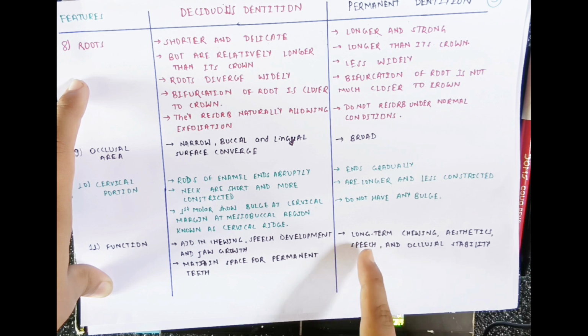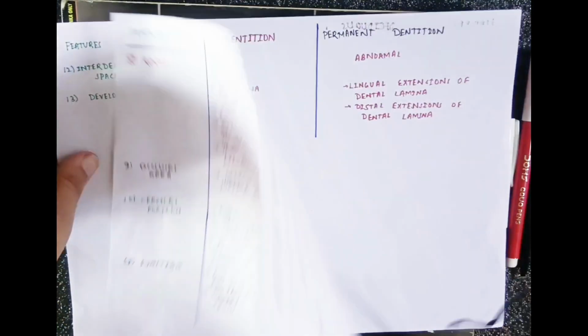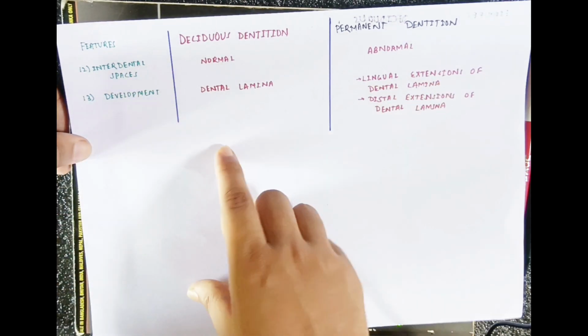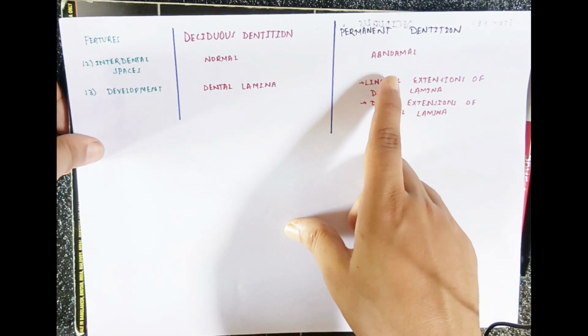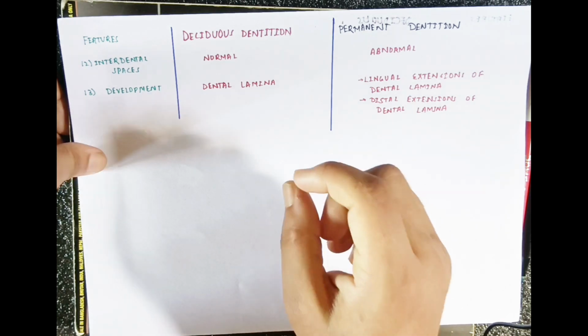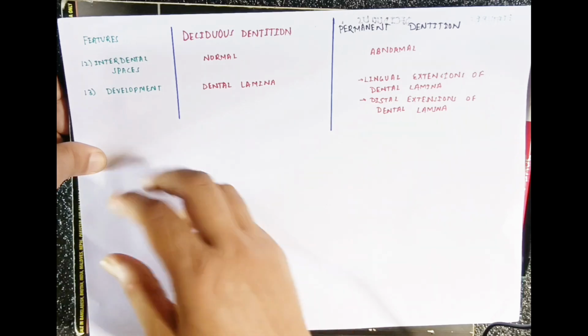The permanent dentition is quite involved with aesthetics, speech and occlusal stability, and it maintains spaces for the permanent teeth. Similarly, the interdental spaces in deciduous dentition are a bit normal, but quite abnormal in permanent dentition. Seeing such interdental spaces in permanent dentition should be considered abnormal, and braces would be applied for that.